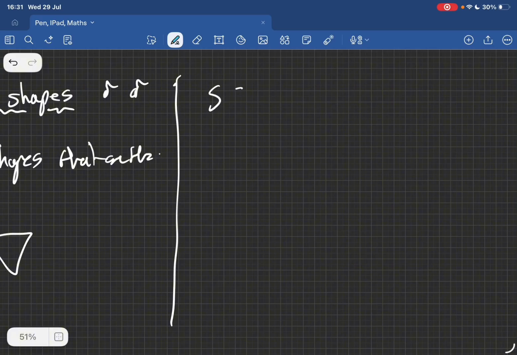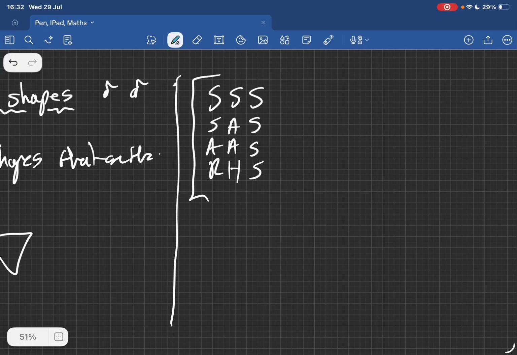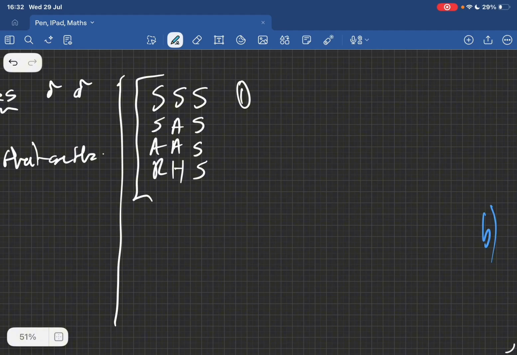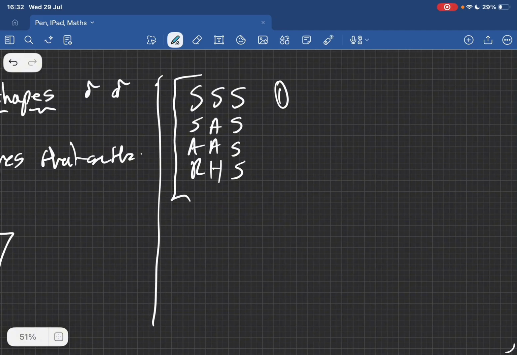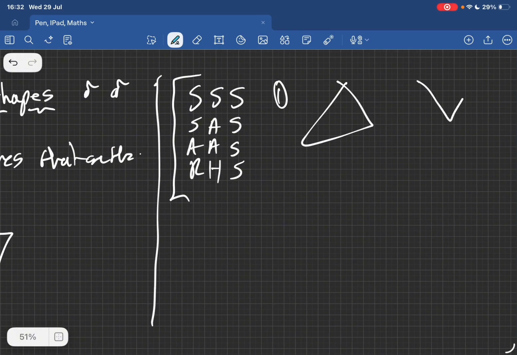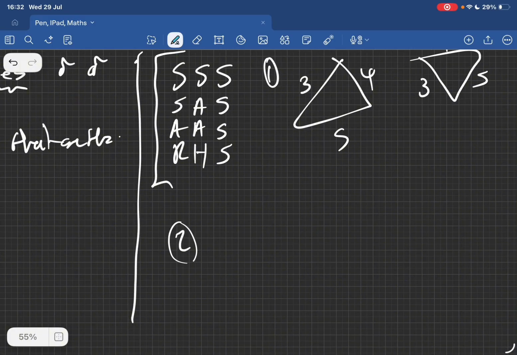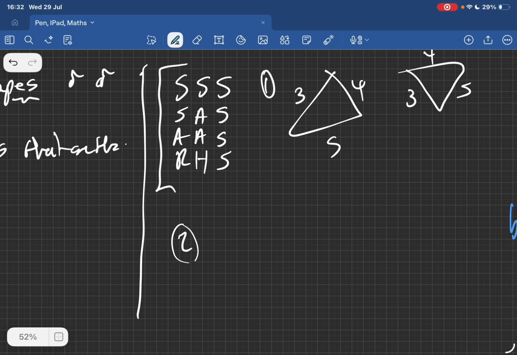I like to write out SSS, SSS, S, and then this little diagram. This will make more sense in a second, but these are the four rules that we need to know if two shapes are congruent. The first rule: if all three sides are the same. So we've got two shapes and we know that they have these lengths. Well, if they've got the same lengths, they've got to be the same shape, right? That isn't rocket science.